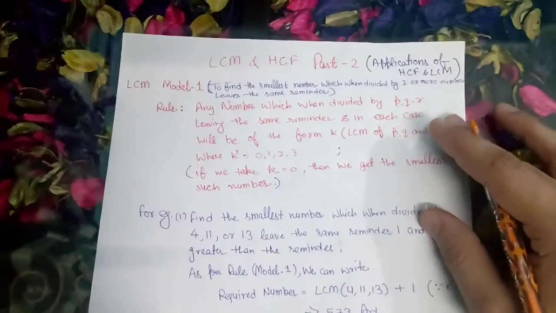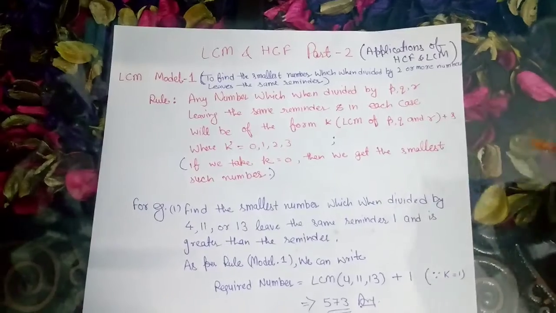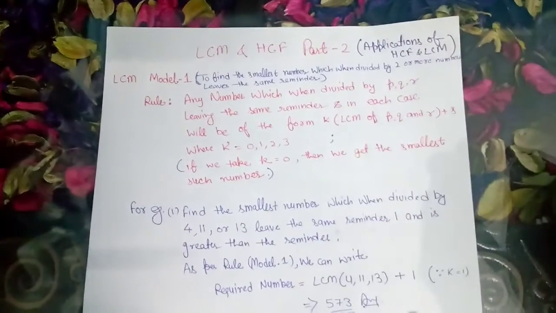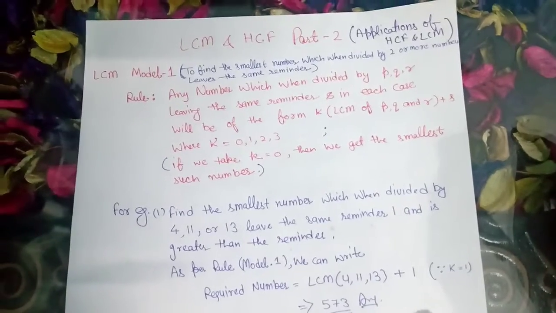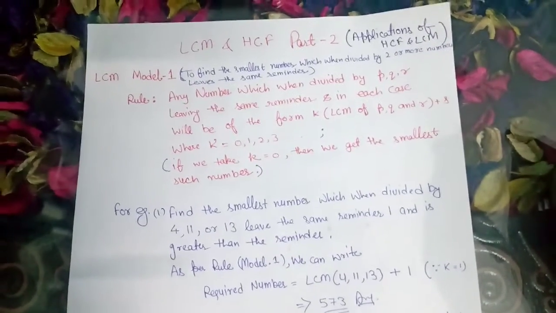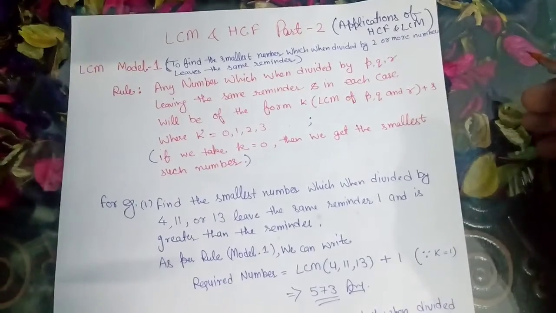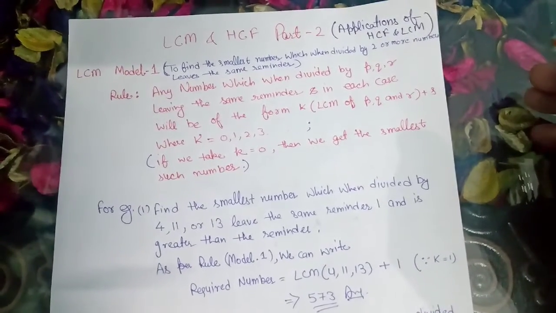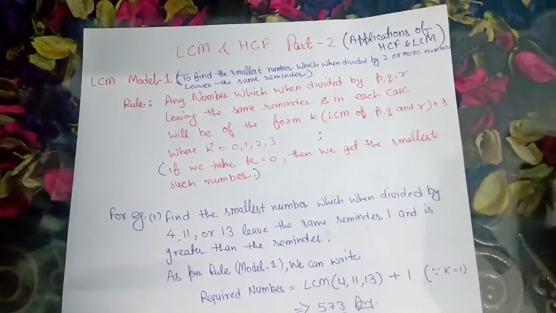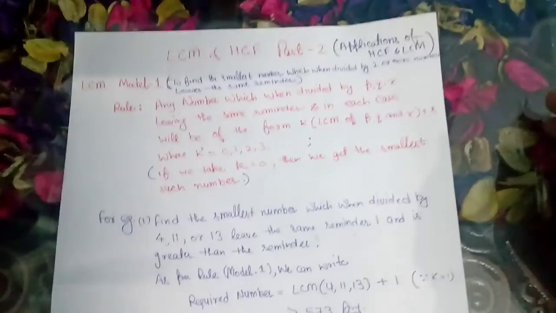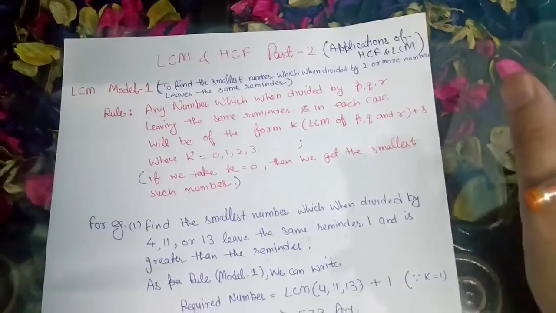What do we find with the help of this model 1? The smallest number which when divided by two or more numbers leaves the same remainder. What does the rule say? Any number which when divided by P, Q, R leaves the same remainder S in each case will be of the form K times LCM of P, Q, R plus S, where K can be 0, 1, 2, 3 and so on. If we take K equal to 0, this is a special case, and we get the smallest such number.